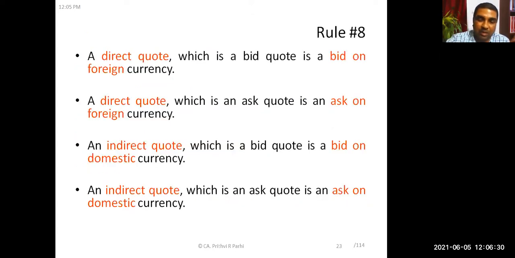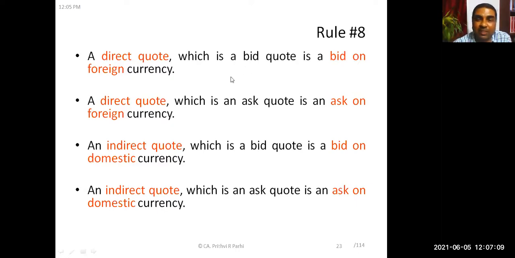Well, now quickly we'll move to our next rule. This is about rule 8. It talks about certain basic things, which of course we already know. When I say something is a direct quote, if it is a bid quote, meaning a buying quote, it's a bid on the foreign currency. Why is it a bid on the foreign currency? Because a direct quote means home by foreign, that is, how much home currency per unit of foreign currency. So it is a bid on foreign currency.